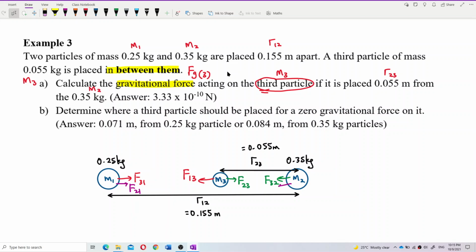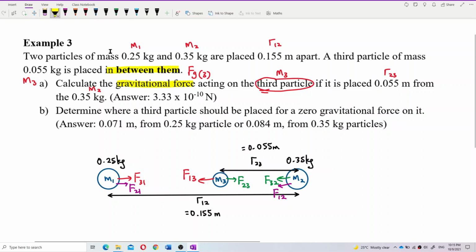The number 2 is also attracted by 1, which we put as F12. You see that 1 attracts 2, 2 attracts 1. So that's why we have a pair also, F21 and F12. Between 1 and 3 also attract each other, so we have F31 and F13. And then between 3 and 2 also attract each other, so we have F23 and F32.